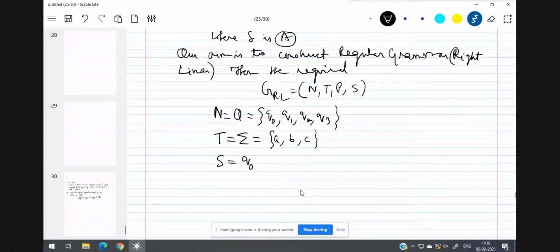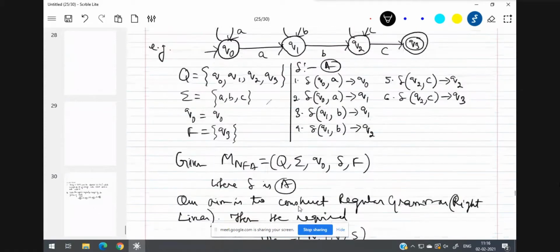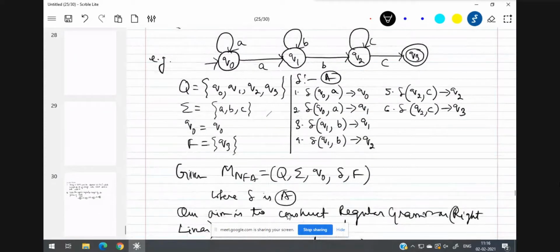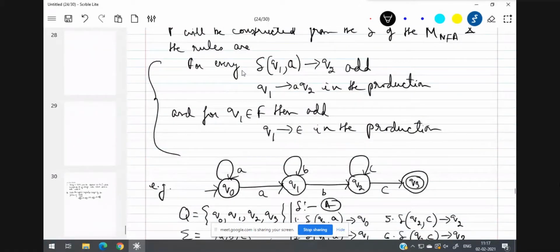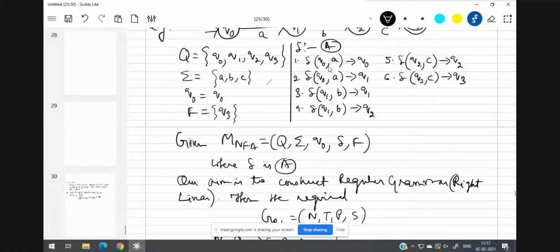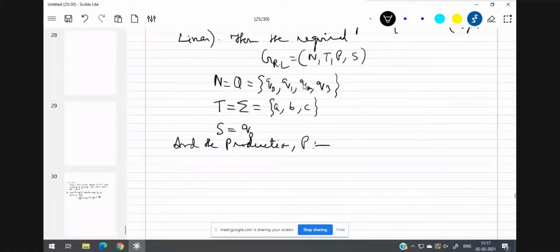Now here comes the production, and the production P is as follows. How many transition functions have I written here? 1 up to 6. Every transition function I will add to the production rules, applying the rules I have just written. So transition function 1 will be converted to production 1, transition function 2 to production 2, and likewise I'll be numbering 1, 2, 3. How many are there?